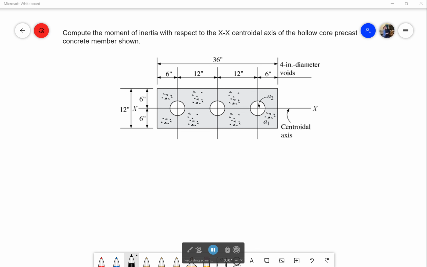Let's start doing some examples of calculating our moment of inertia. What we have here is a concrete block with 3 holes drilled through the center of it. I want to figure out the moment of inertia of this.